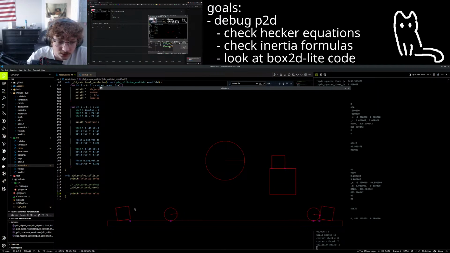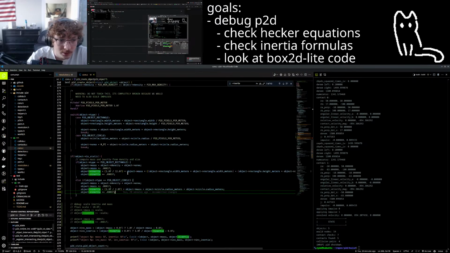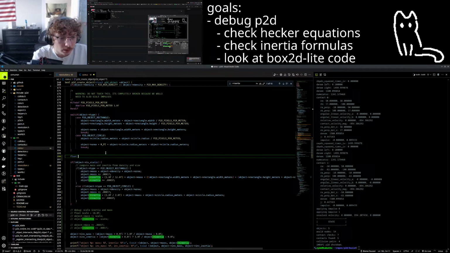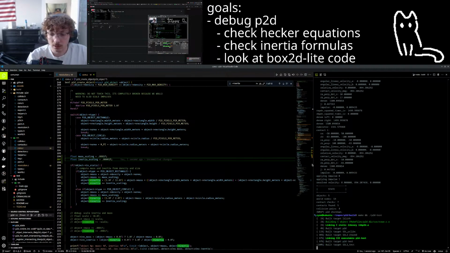Maybe the resting contacts on the rectangles are because of the inertia. So maybe I can try just hooking up inertia and mass scaling, and then we can see how much that does. So for mass, what I originally did was like 0.00, and then inertia was like 0.0001. Let's go back and look at that.